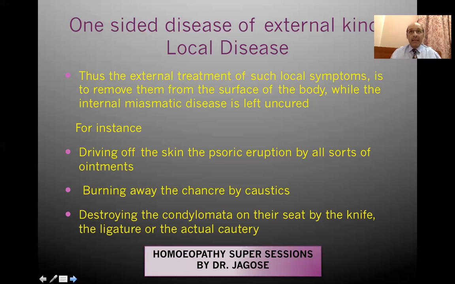So if you use an external treatment, what will happen? You'll only remove the local symptoms, but the actual cause of the disease, that is the internal miasmatic disease, remains uncured. For instance, driving away the psoriatic eruptions by all sorts of ointments, burning away the chancre by caustics, destroying the condylomata on the seat by the knife, the ligature, or the actual cautery. These are the examples he is giving, that if you drive away the skin eruptions, the internal miasmatic disease of psora will still remain.